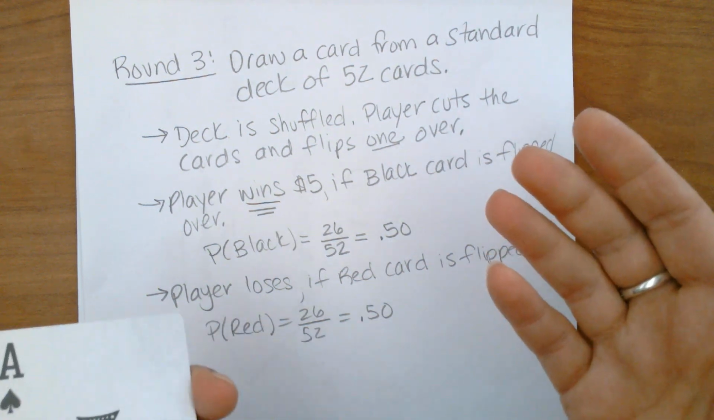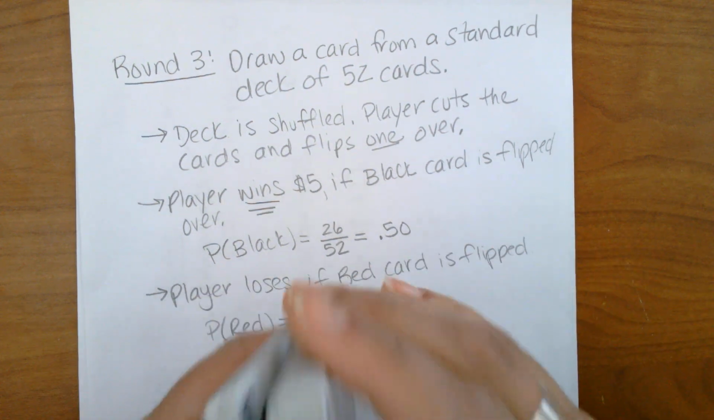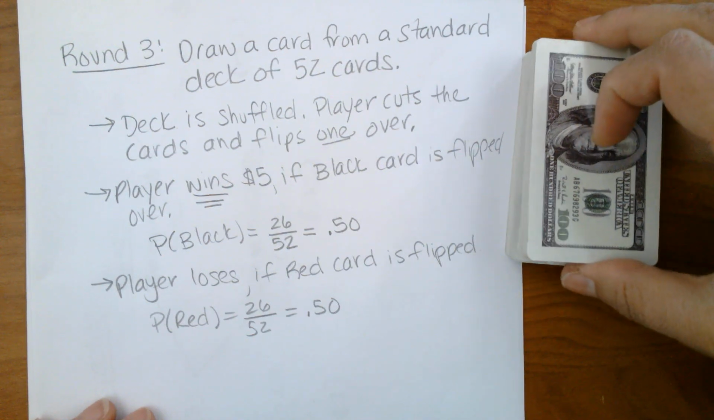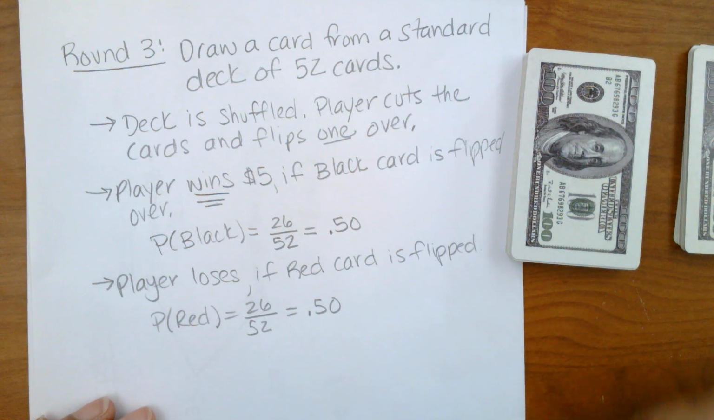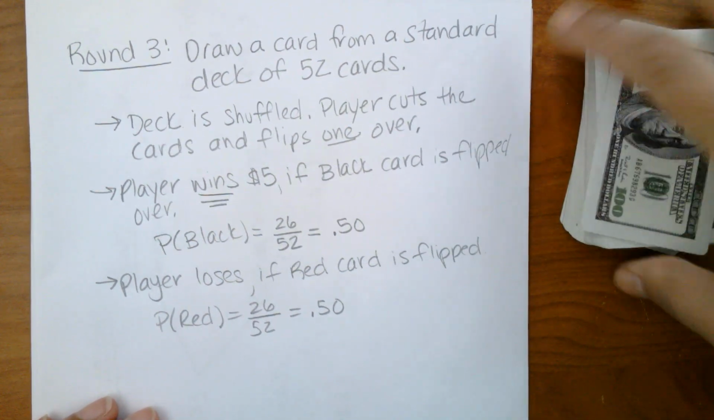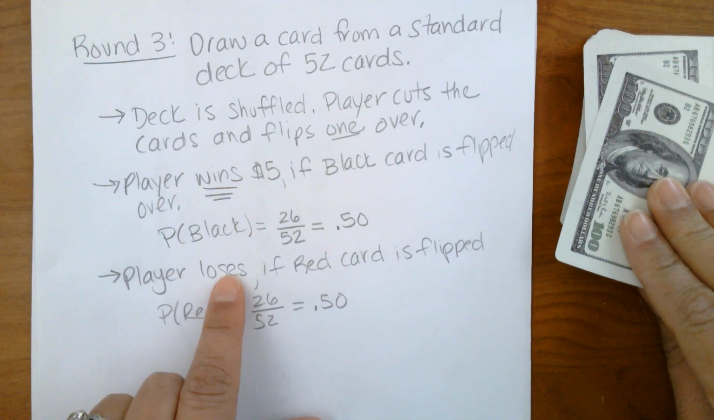So what the person does for this round is takes the deck. I shuffle it. So I'll shuffle the cards, and then I'll put them in front of the player. And the player will cut the cards, so they'll take half off, and then they're going to flip one over. It doesn't matter. So cut the cards, put them back, okay, and then I flip one over. If the card is black, then I win $5.